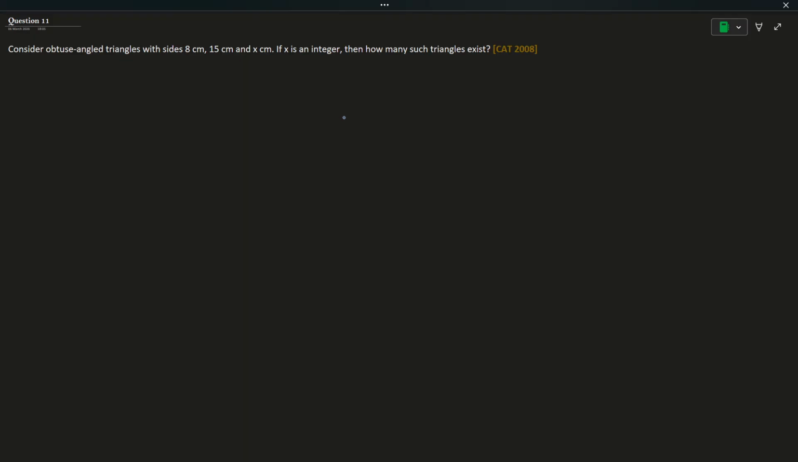Consider an obtuse angle triangle with sides 8 centimeter, 15 centimeter and x centimeter. If x is an integer, then how many such triangles exist? If you have solved similar kinds of questions earlier, this question won't be any hurdle for you. But if you are facing this kind of question for the first time, then this might look like a very difficult question.